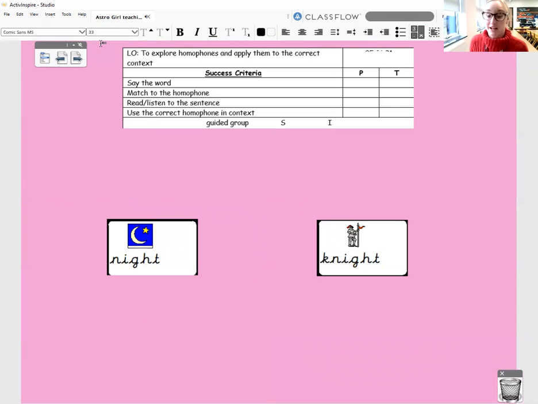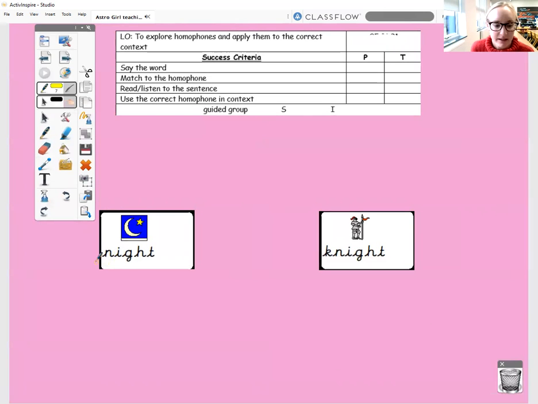Oh, a bit of a challenge this time, and hopefully you'll be able to look at the pictures and think about what these words mean. So here I've got a word. Let's have a go at sounding it out. So we can say night. Okay, so this is at night time. So when it's dark and the moon's out and the stars are out, this is telling me when something is happening, potentially. So at night or in the day.